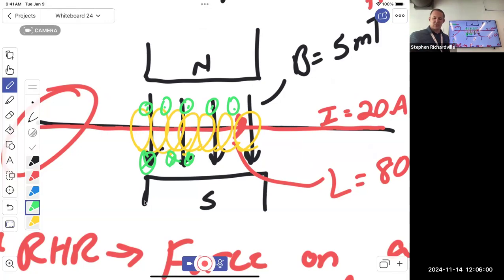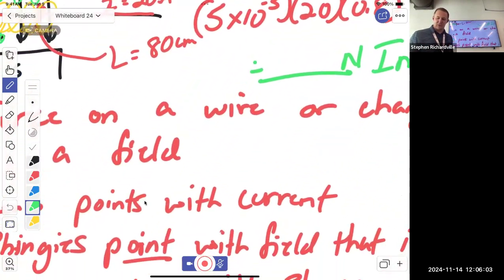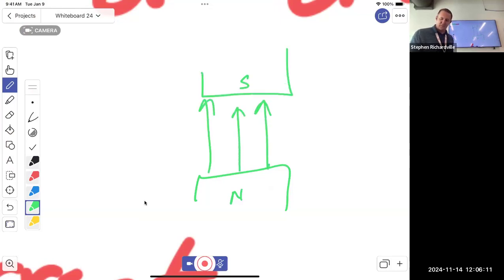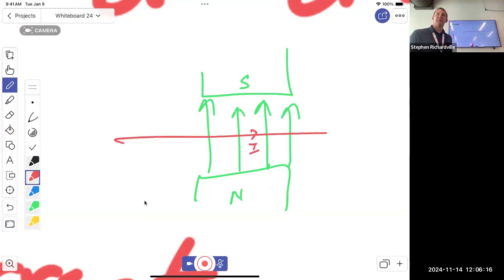So the easier one, I suppose I could have given you a nicer one to do with your hand, is if the north were this way and the south were this way, and the field's moving up between there, and then I run a wire through it with current going to the right. My thumb's right, field's up, the force is out of the page. Why?